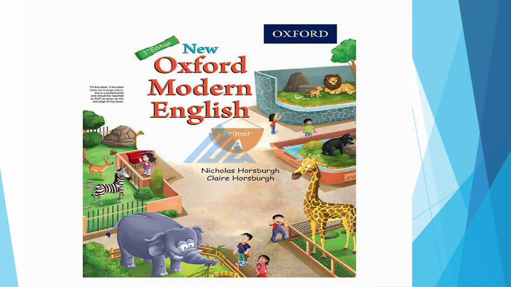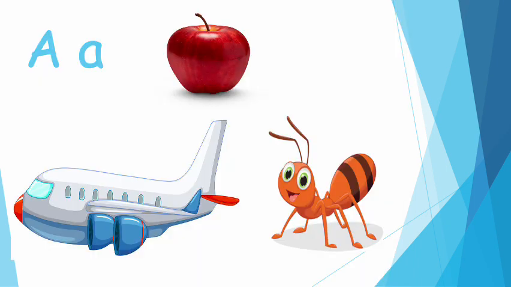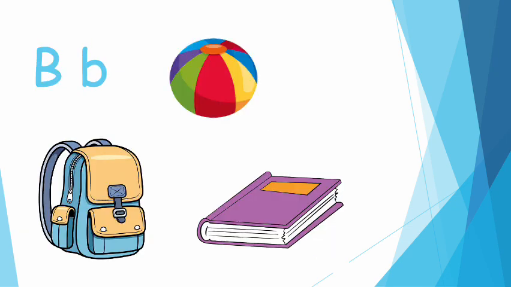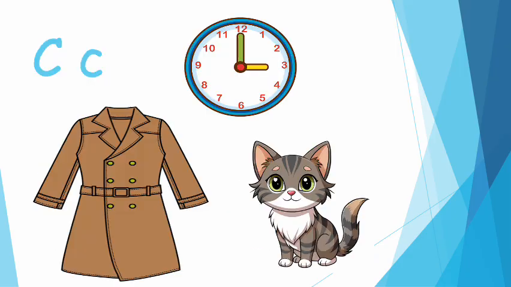Well done. Now we'll remember the last words that we have learned earlier. A apple, A aeroplane, A ant. Revise with me. B ball, B bag, B book. C coat, C clock, C cat.